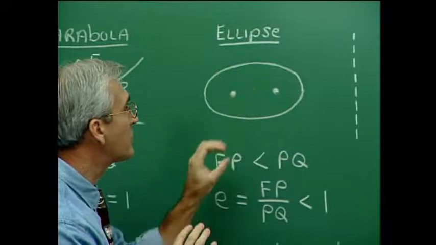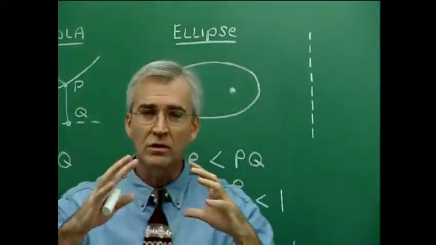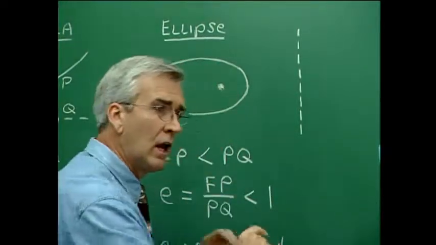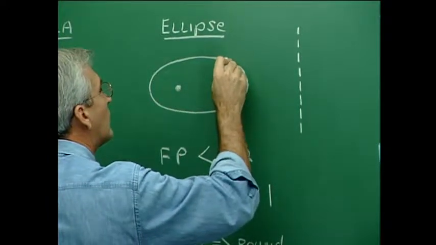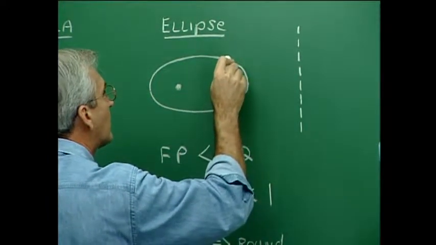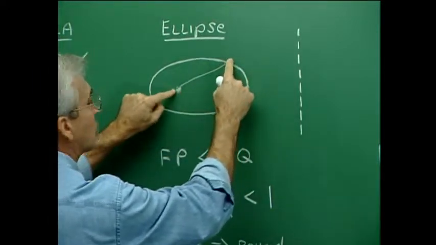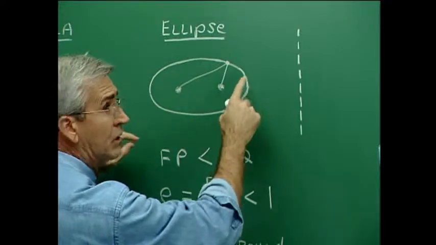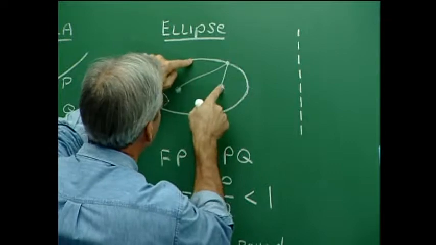Now, with the ellipse, remember the definition before had to do with the sum of distances from the foci. That is, the sum of, let me just draw a little segment here and here. The sum of this distance and this distance was the same for every point on the elliptical curve. That is, this plus this is equal to, for a point here, this plus that.